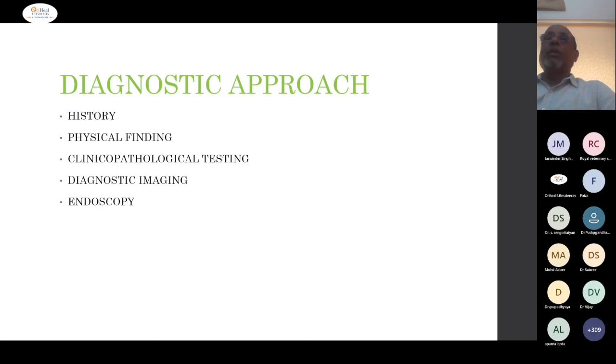So what is the diagnostic approach? As usual, a thorough history, the physical findings, the clinical pathological testing which you do, the diagnostic imaging, and endoscopy. This is the way to go about diagnosis of gastric diseases.